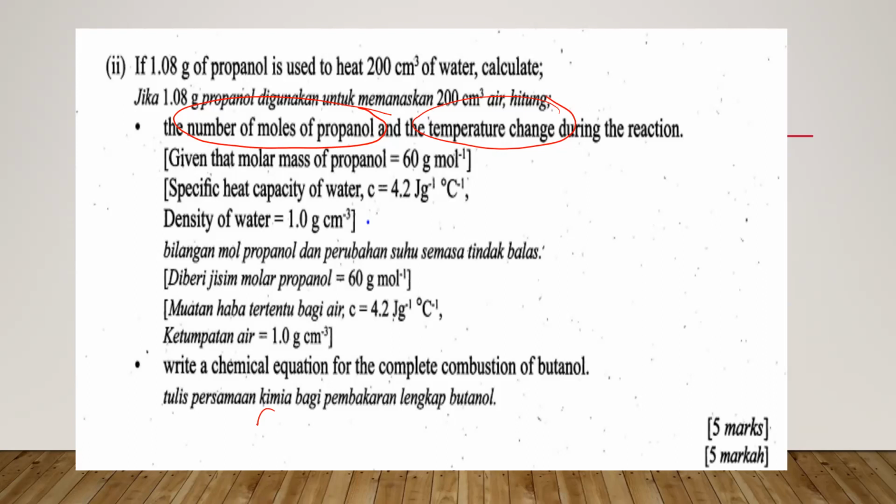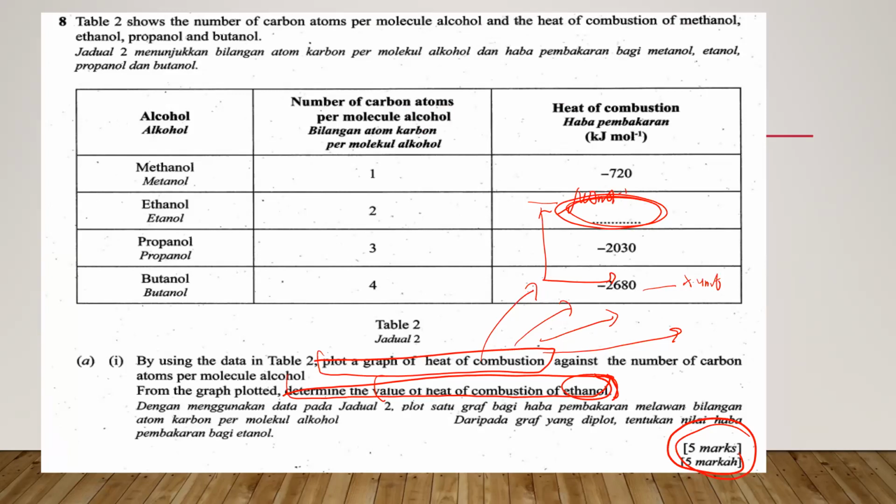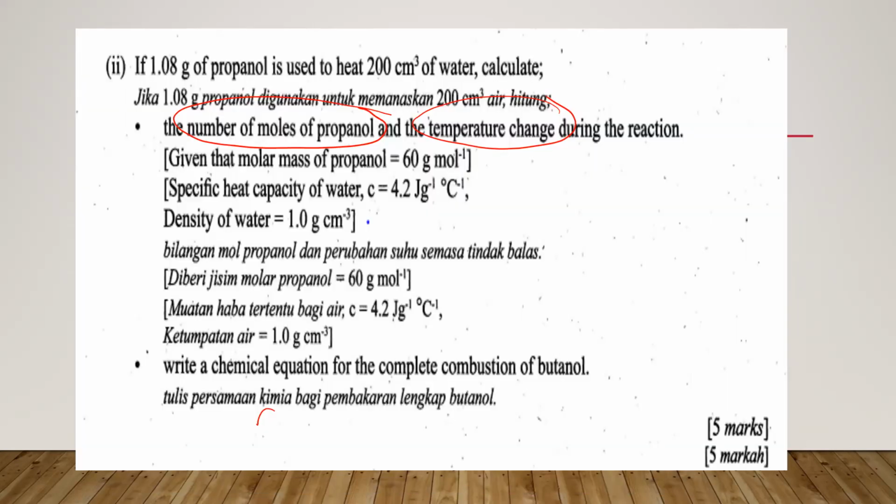I think we need the value of the heat of combustion for propanol. Oh, sorry. Yes, you do. There you go, 2030. Thank you. Then this is very similar to one of the objective questions that came out in the exam, or subjective. No, objective, I think.